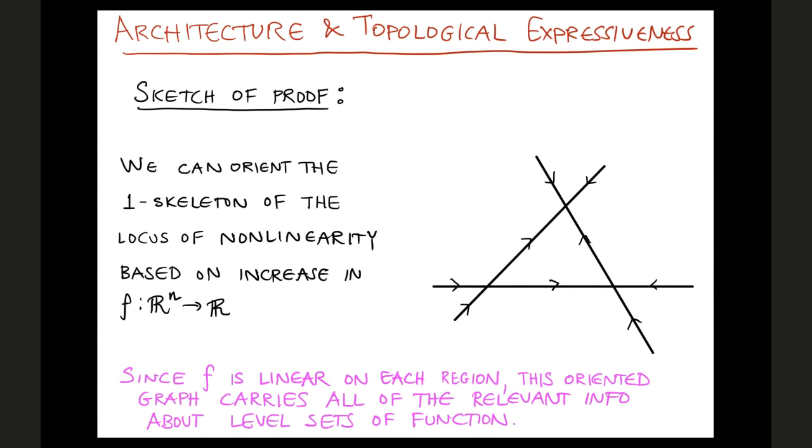So if you were to imagine forming the graph of this function, these arrows would tell you when you're increasing. So over R2, you would see this graph, and really what you would see is these sort of linear two-dimensional polyhedra embedded in three-dimensional space. And the main point here is that since the function is linear on each region, this oriented graph really carries all of the relevant topological information about the level sets of the function.